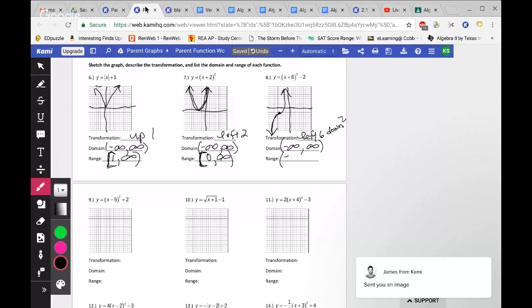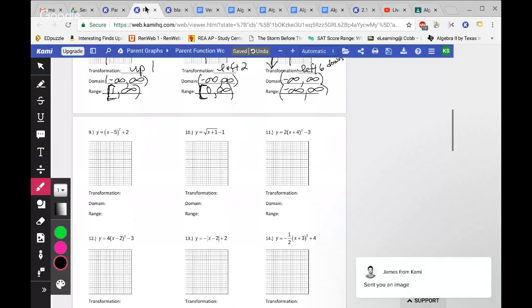Good job. So when you look at the graph, just look at it and ask, is there a y that isn't a possibility? That's kind of what you're asking when you get to the range. Could I pick a y that wouldn't be on the graph somewhere?